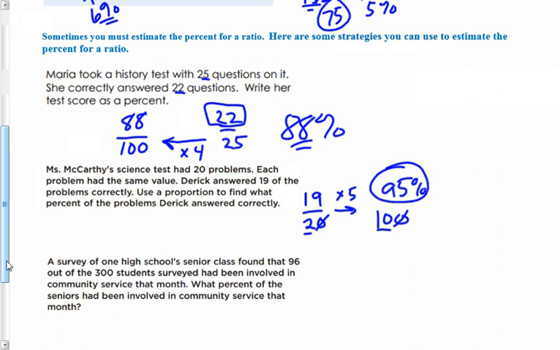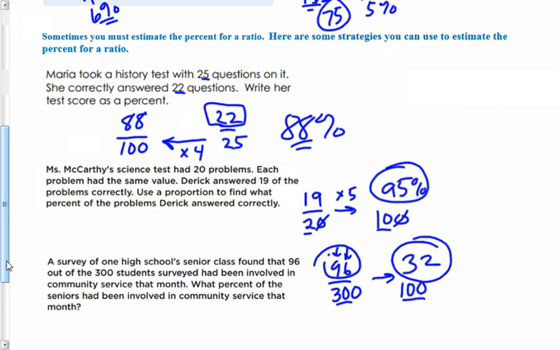Okay? And the last one here says a survey of one high school senior class found that 96 out of 300 students surveyed had been involved in community service that month. What percent of the seniors had been involved? So we need a percent, again, thinking about out of 100. And hope you notice that this is 1/3 of that. So what we have to do is think of what's 1/3 of 96. Well, we can take 1/3 of 9. That's pretty easy. That's 3. And 1/3 of 6 is 2. So 32% would be the same as 96 out of 300.